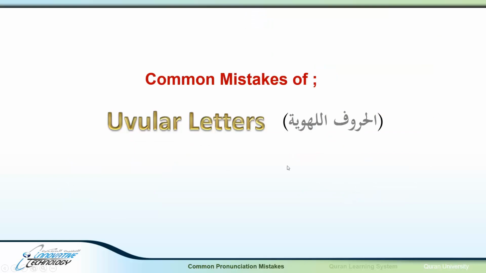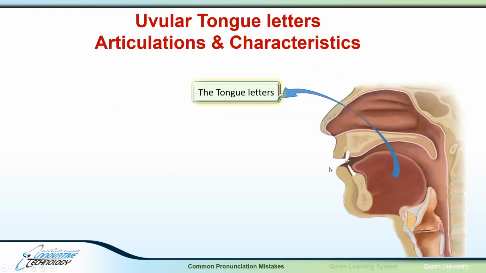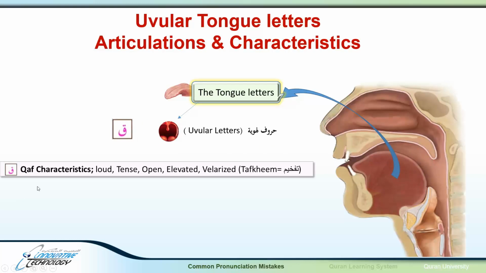And now the uvular letters. Uvular letters are actually the first category of the tongue letters, related to the uvula and the soft palate just in front of it. The first letter is related to the uvula, and it is the qaf. The qaf is characterized by being loud, tense, open, elevated, velarized, having tafkhim. The second uvular letter is related to the area just in front of the uvula, the soft palate, and it's called the kaf.